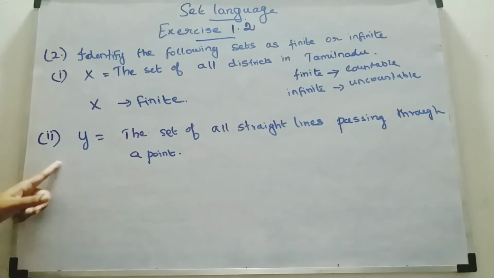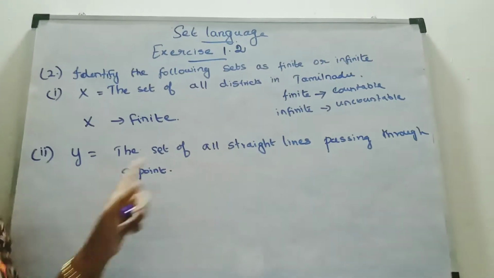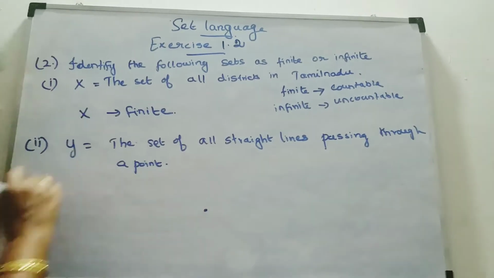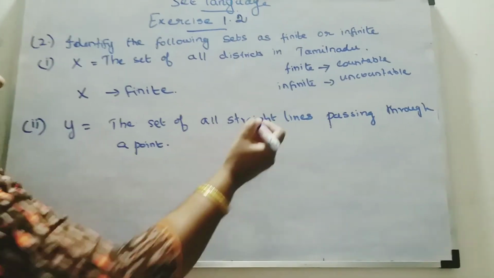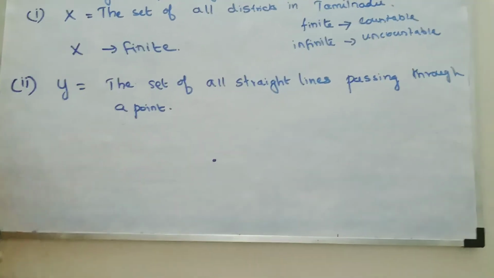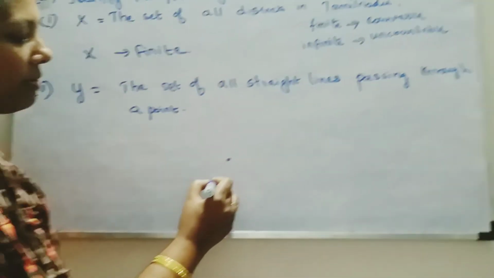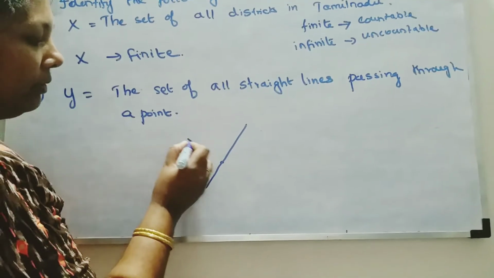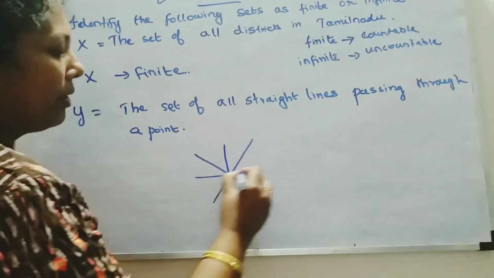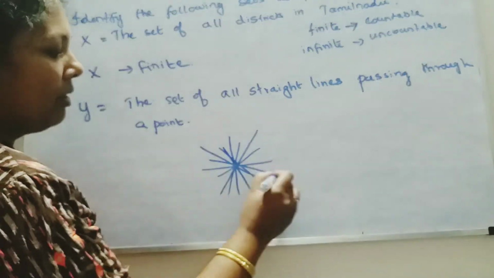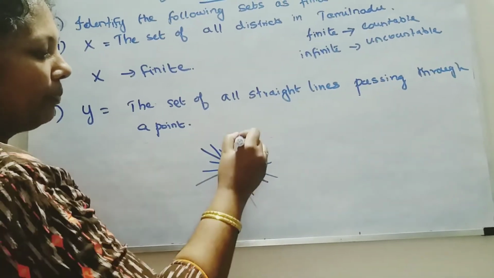The next one, the set of all straight lines passing through a point. Let us consider a point, okay? How many straight lines can pass through a point? An infinite number of straight lines can pass through a point. It goes on and on, so a lot of lines can pass through this point.